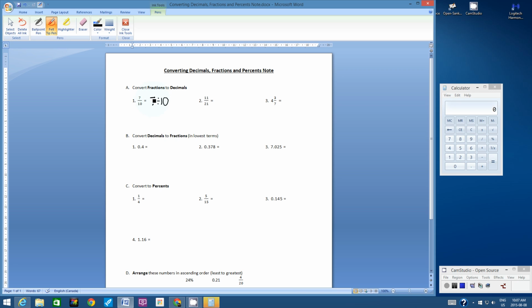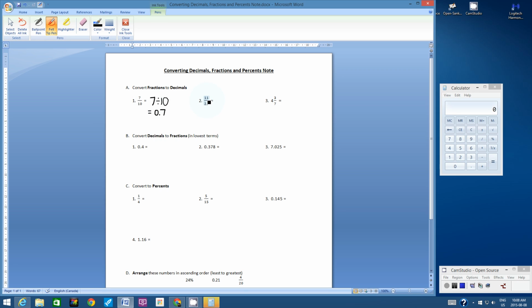So we have the numerator, 7, divided by the denominator, 10. If you use your calculator, type in 7 divided by 10, and we should get a nice clean answer. Okay, I'll wait for you to get it. All right, did you get 0.7? Nice and clean, no other decimals behind the tenths column. So numerator divided by denominator. Okay, let's go on to question 2.